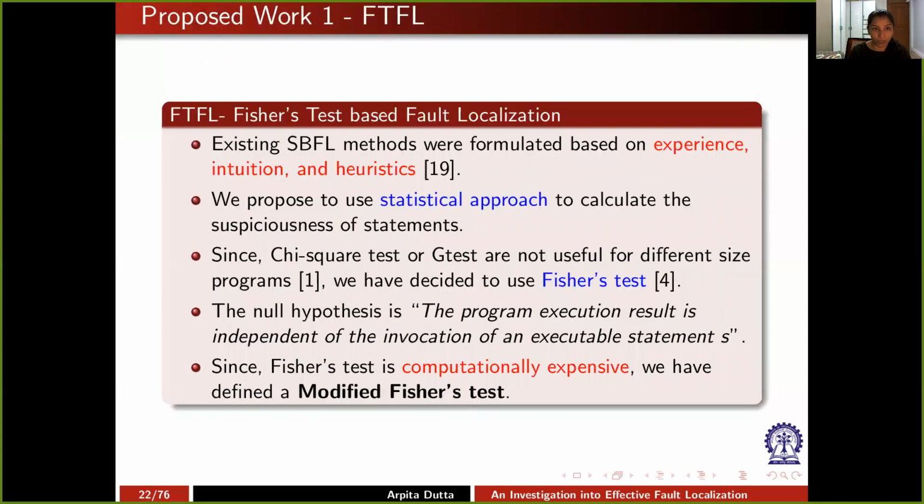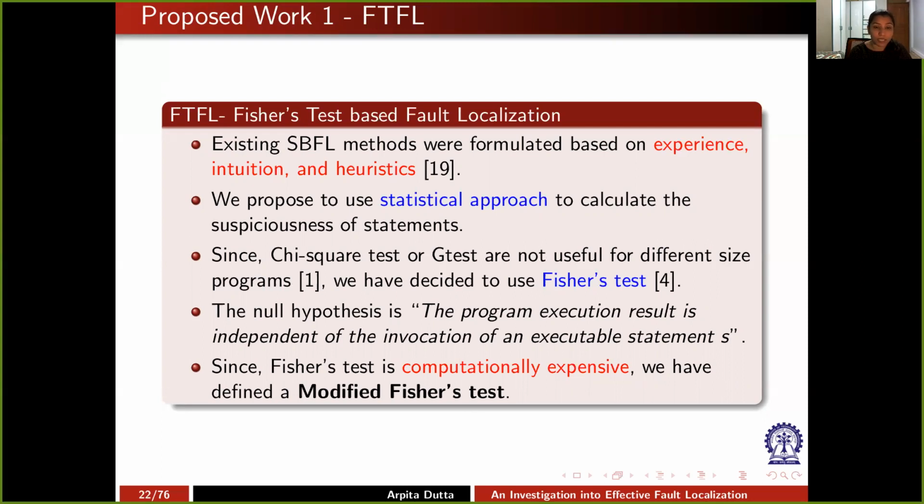Now coming to our first work, that is FTFL. FTFL is Fisher test-based fault localization. Most of the existing SBFL methods are formulated based on the experience of developers or software testers, their intuition or different heuristics. So we have proposed to use a statistical method to calculate the suspiciousness of statements instead of using any experience or intuitive formula.